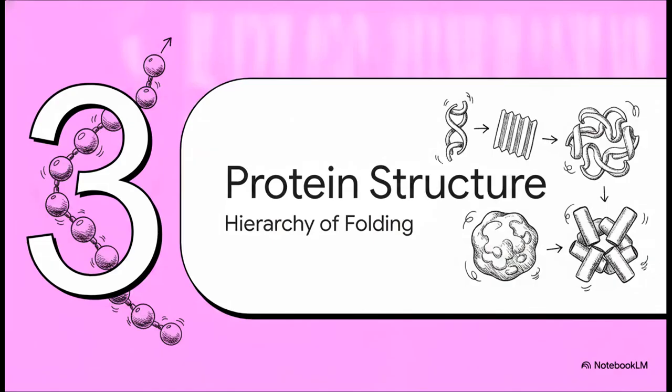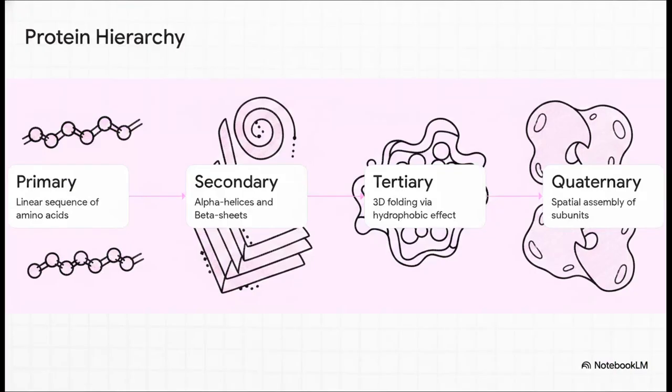Let's step up the ladder to Section 3, protein structure and folding. Let's see how this all builds, because the structural hierarchy of proteins is perfectly sequential. It's like a giant puzzle. We start at the primary level. That's just your linear sequence of amino acids, locked together by really rigid peptide bonds. Then the backbone folds locally into secondary structures, your alpha helices and beta sheets, which are stabilized by hydrogen bonds.